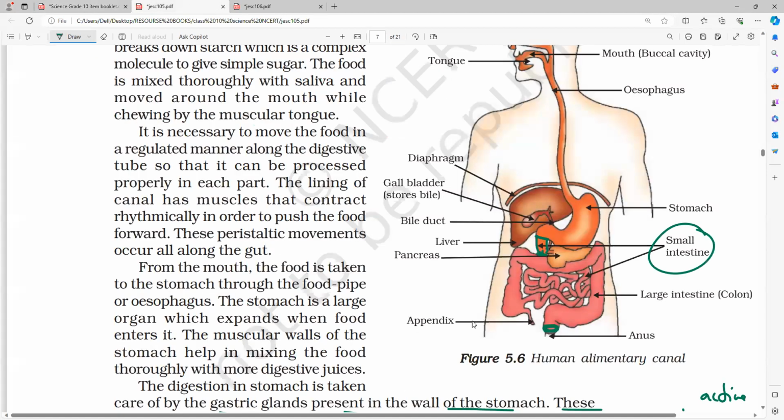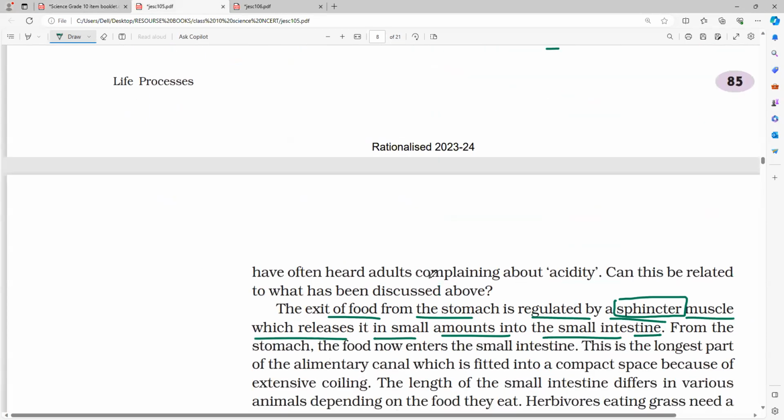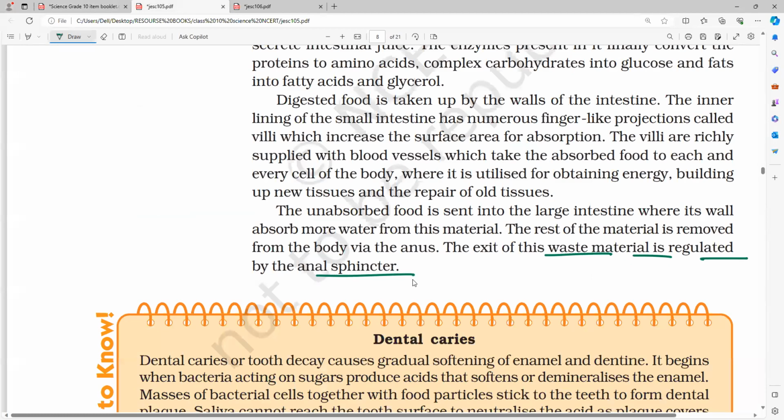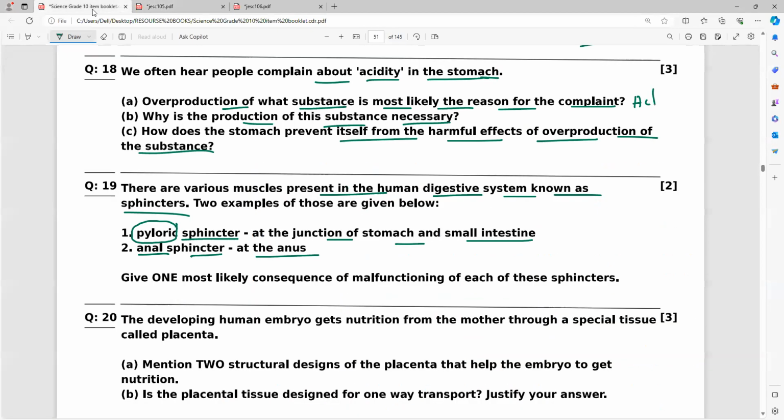So I have identified two. One is a sphincter muscle at the beginning of the small intestine, and the last one is the anal sphincter. This sphincter name, if you want, you can learn it. They call it the pyloric sphincter. It is not required for us, but I am just saying.